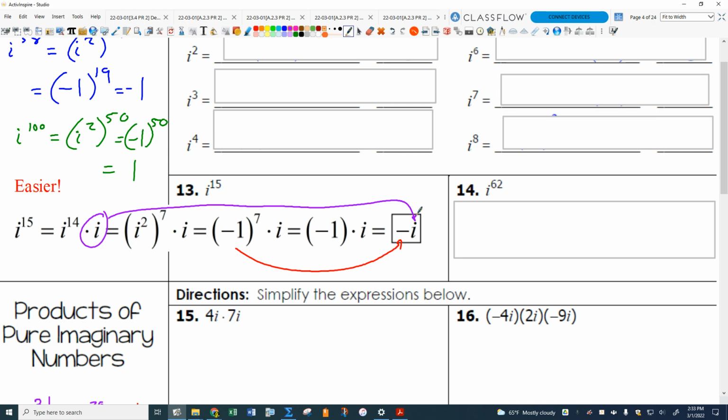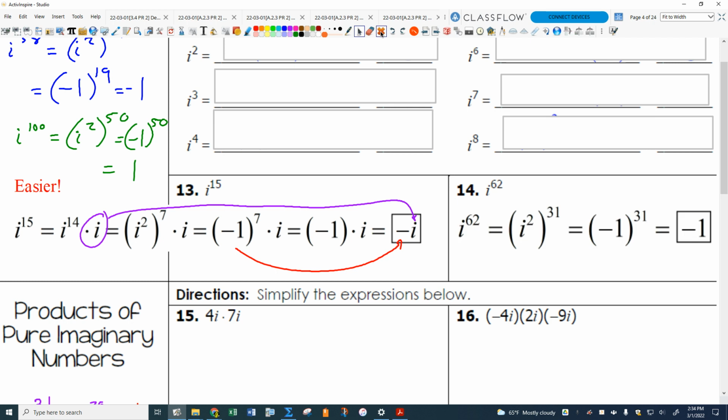Okay, what do you got, Carson? Negative 1, sure. How come? Now it's an even power of i, so I got no leftover, right? I'm not going to get an i in my answer. Half of 62 is 31, which is odd, right? So I get negative 1 to an odd power, which is negative 1. Right? I would say you could skip all the way down to here, okay, in your head.